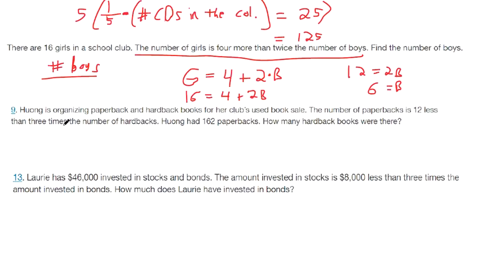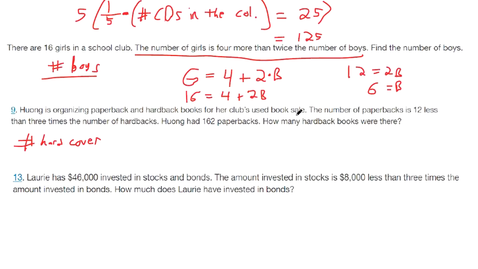So Huang is organizing paperback and hardback books for her club's used book sale. The number of paperbacks is, let's just skip down to the end here. How many hardback books were there? So we're wondering how many hardcover books there are. That's the goal. Now that we have the goal in mind, let's go back and read through.